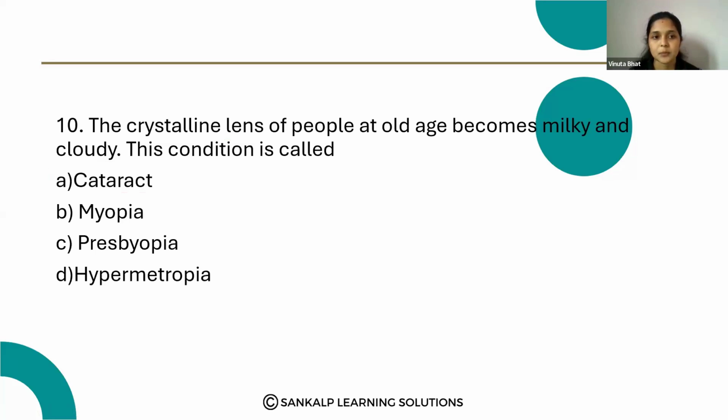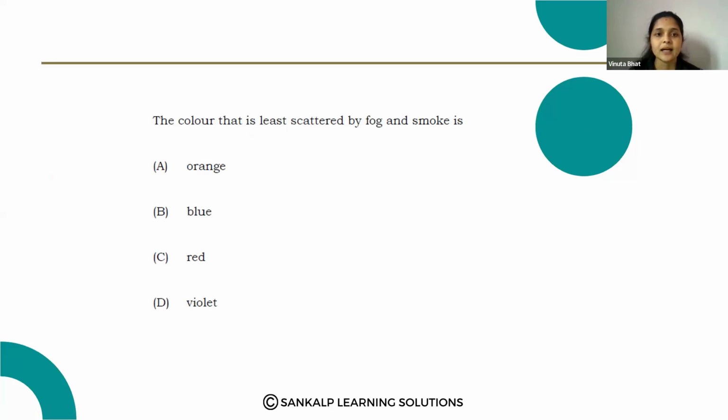Next question. The color that is least scattered by fog and smoke is option A, orange, option B, blue, option C, red, option D, violet. The least scattered color by fog and smoke is option C, red color. That is the correct answer. Option C, red color. Please note down this question.